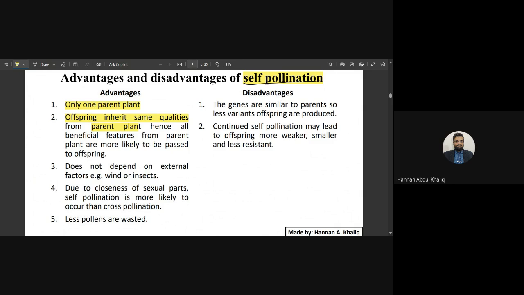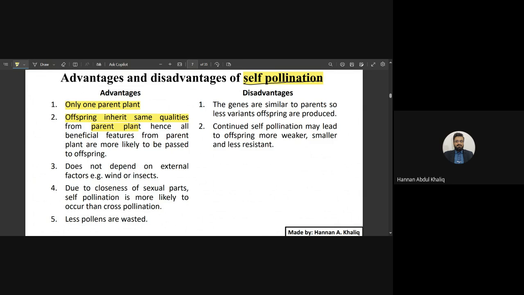So if they are being repeated, that clearly means that no matter how many times you perform the meiosis, the cell division, or the reproduction, the genetic material would remain the same, because the parent plant is the same. So in this case, the good qualities of the parent plant would be transported to the next generation. That is very good.